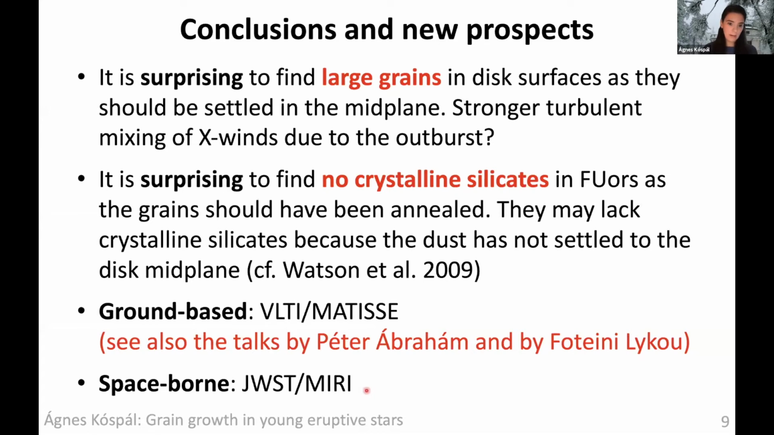And of course, we are all eagerly awaiting JWST. With MIRI, we will be able to not only measure the 10 micron silicate feature, but also look for colder silicate features, especially cold crystals. That gives us a very intriguing possibility, because if we can find cold crystals in FUors, that would explain not only why we don't see hot crystals in these objects, but it would also help us understand why we can see in icy cold comets materials that had formed in hot environments.